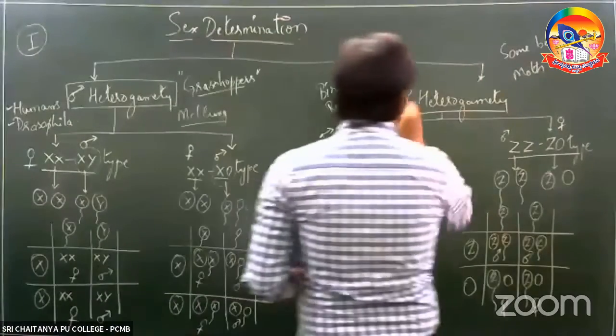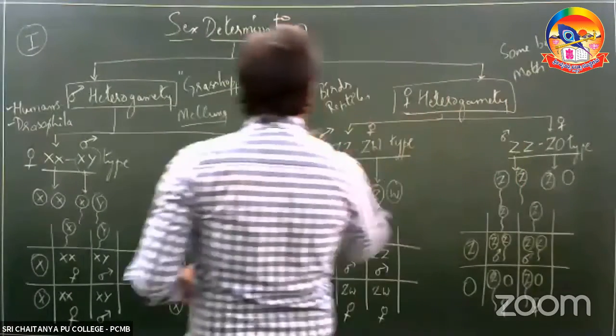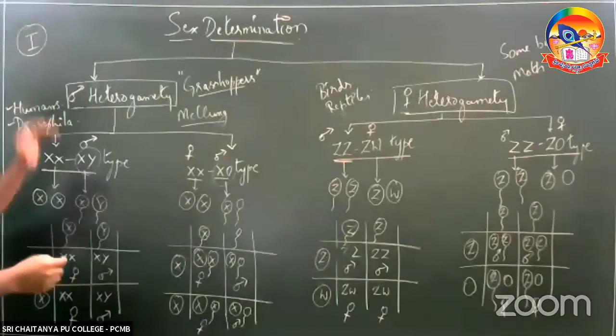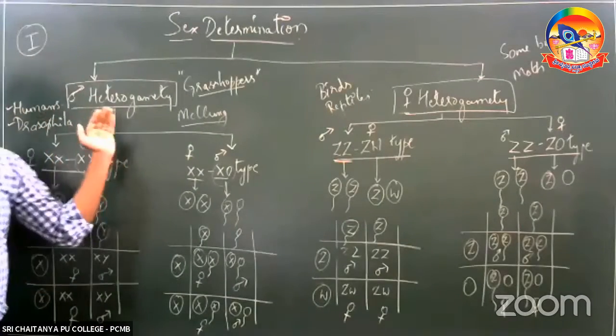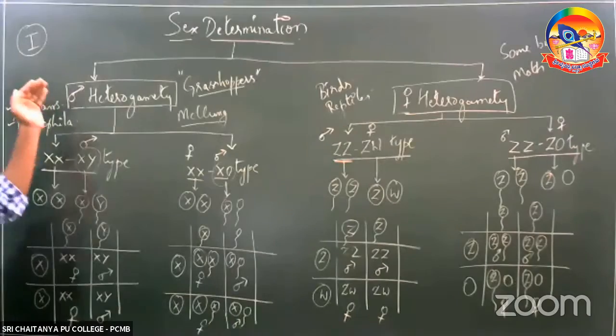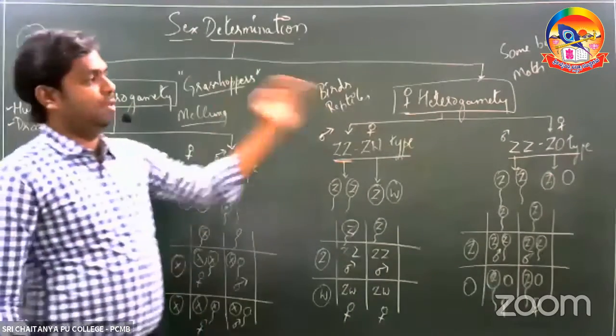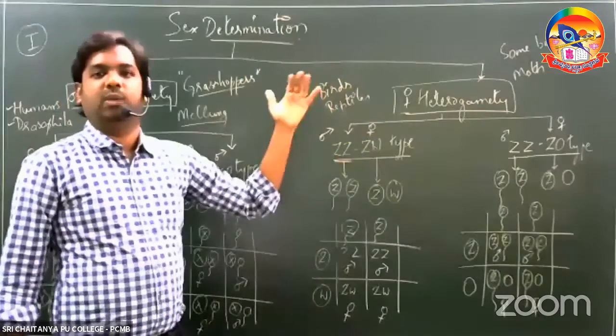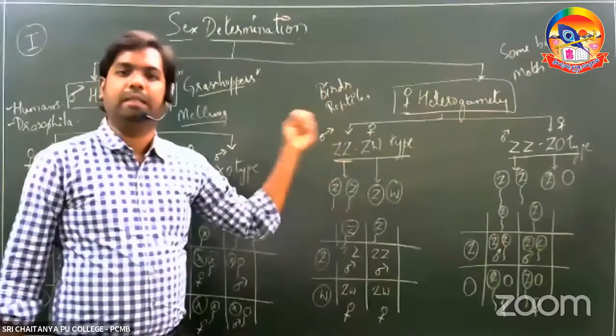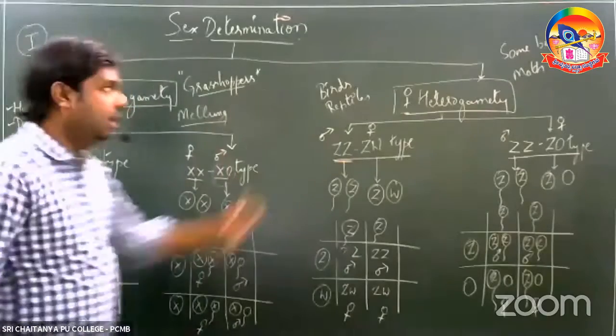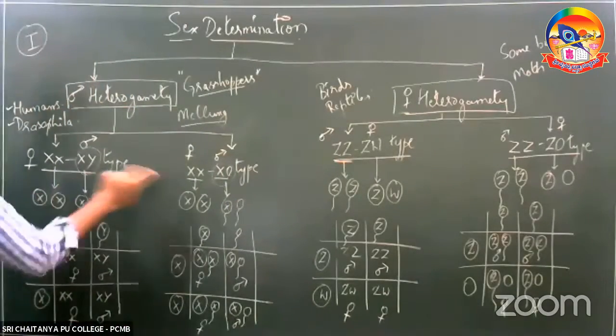One is called male heterogamety and the other is female heterogamety. In male heterogamety, males are the ones responsible for determining the sex of an organism, whereas in female heterogamety, females are the ones involved in determining the sex of the organism, right? So under male heterogamety, we had two different types again.